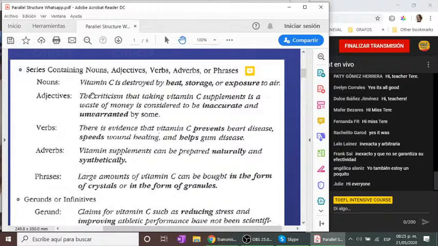Puede ser my friend Laura is A, B, and C. Or my house is A, B, and C. My homework is A, B, and C. The TOEFL test is what? How is the TOEFL test? Exactly.